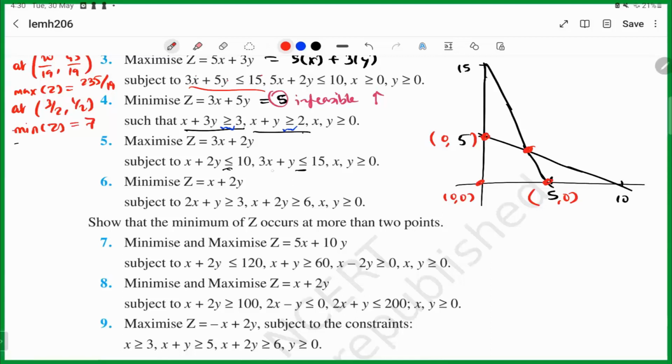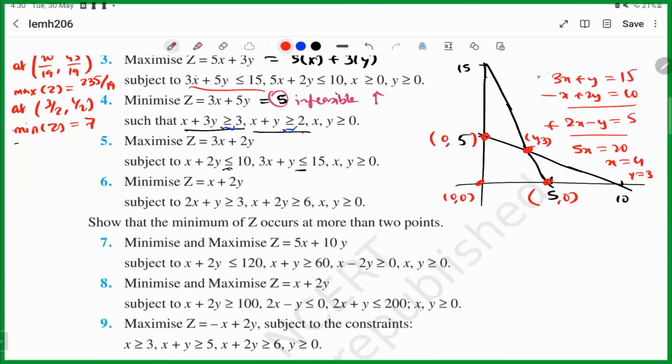So let's check what the intersection point is. 3x plus y is 15 and x plus 2y is 10, right? So if you just subtract, 2x minus y is 5, right? Then if you add the first and second, the third equation, you get 5x is equal to 20. In other words, x is 4. In other words, y is 3. Okay. So yes, (4, 3) here, right?